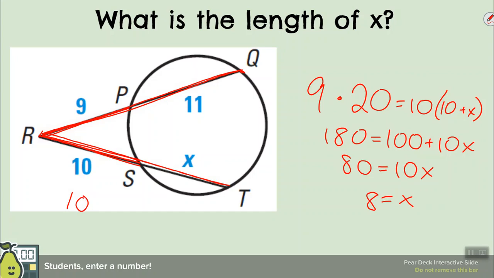So we have 10 and 8 and 9 and 11. And it doesn't look like that really makes sense based off of just those numbers. But if we think about the entire thing, it's 9 and 20 versus 10 and 18. Those two multiplied together, 10 and 18 gives us 180. Those two multiplied together, 9 times 20, also gives us 180.